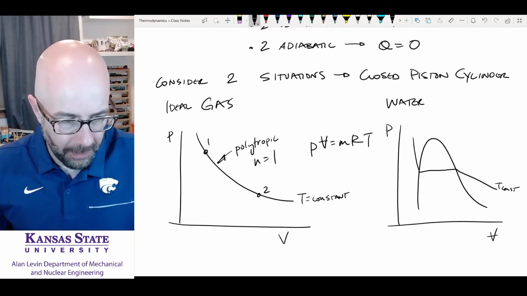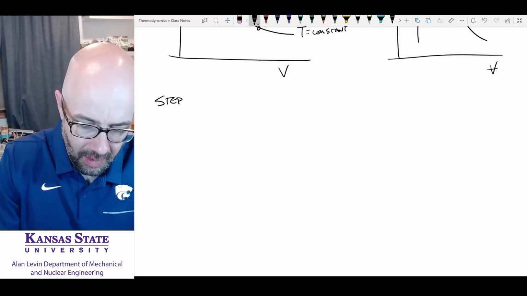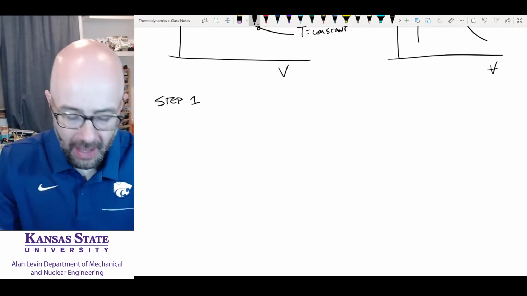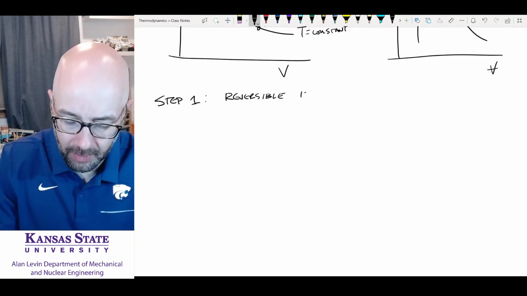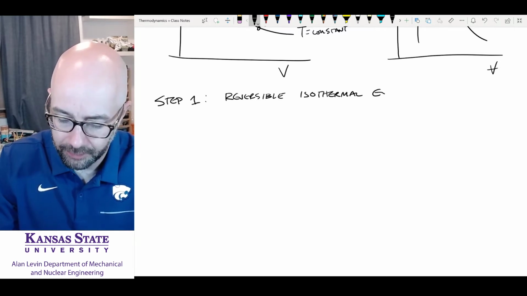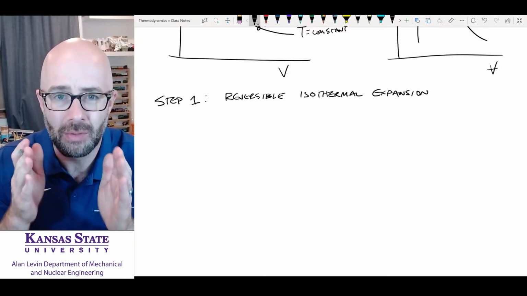Okay, here we go. Let's talk about step one. And this is going to be reversible isothermal expansion. Okay, so now we know this Carnot, every place has to be reversible. We're always going to start with reversible.